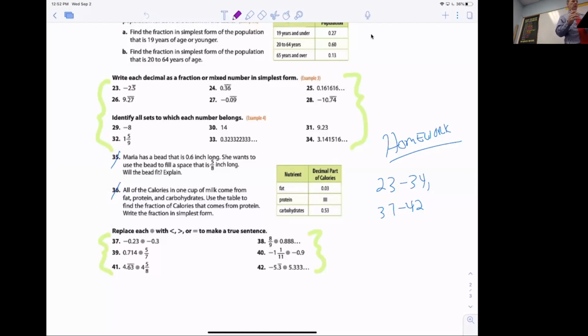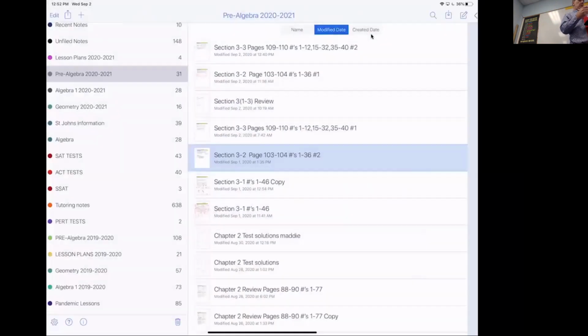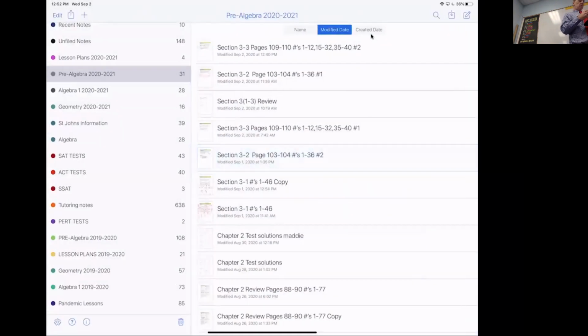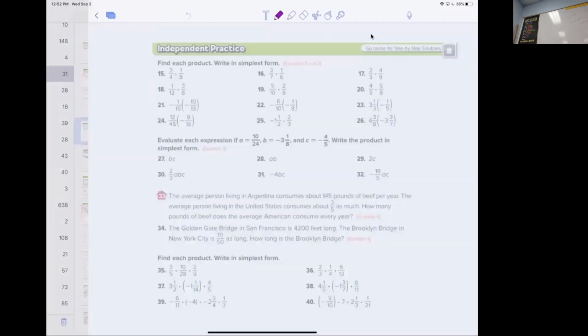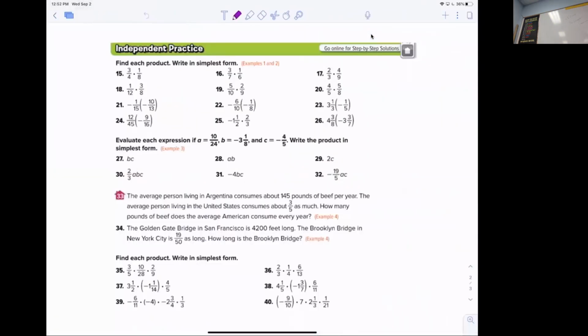So now, listen, because we're a little behind, I'm going to jump right into section 3-3, okay? So I want everybody on that. All right, here we go. Now, multiplying fractions should be relatively easy. Again, just a quick brief overview to make sure you guys are good.